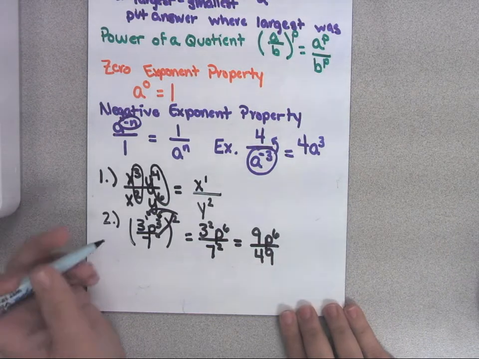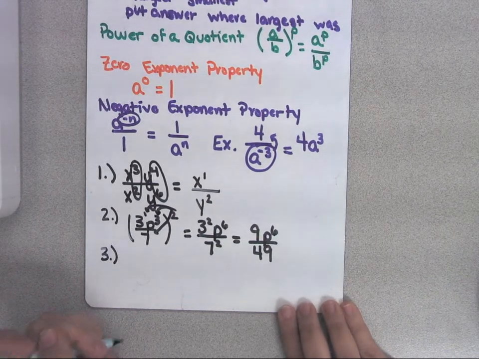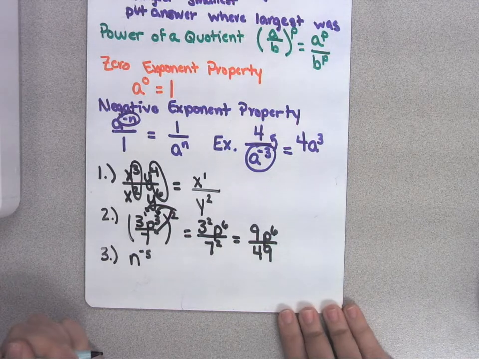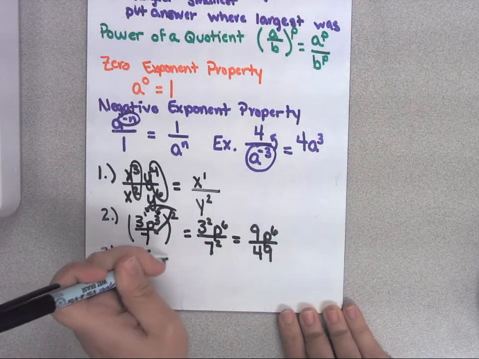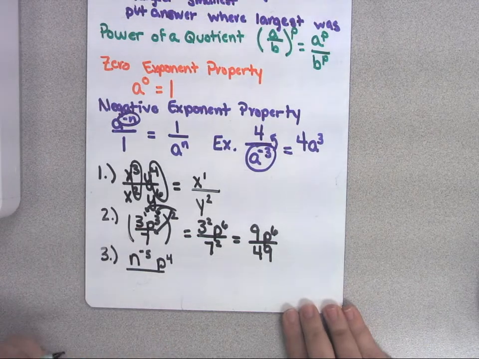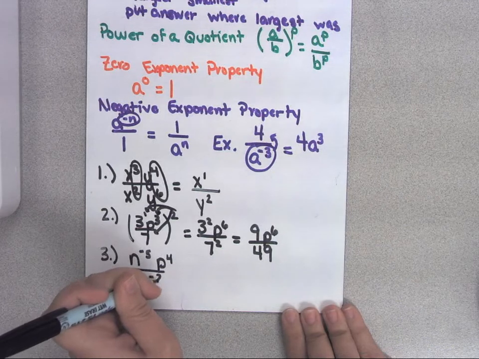Here, let's mix 2 together now. Because I can't really do any more without, oh, I can, right. N to the negative 5th, P to the 4th, all divided by R to the negative 2nd.